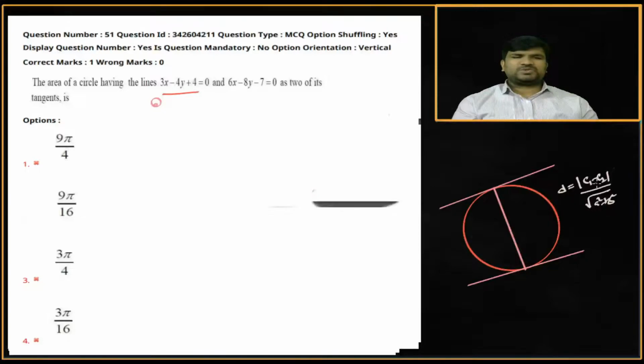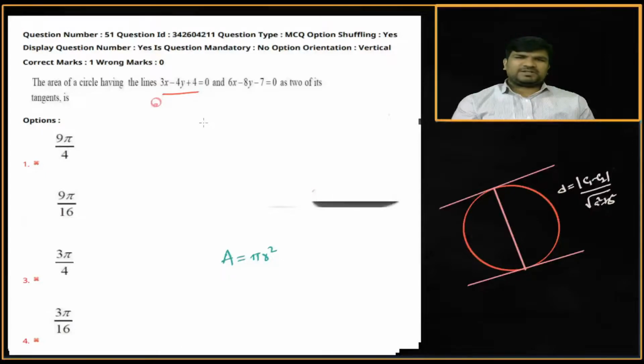Diameter means 2 times the radius. We have to find the area of the circle. The formula for the area of the circle is pi r square. From the distance between parallel tangents we can find the diameter, from the diameter we can find the value of r, and then we get the area of the circle.